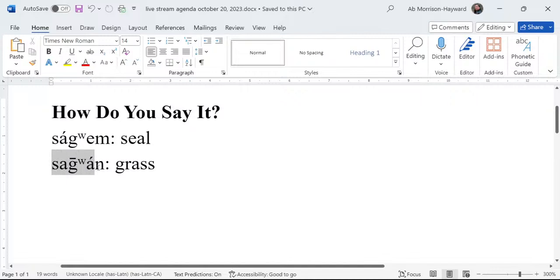The next word is sagwan. Sagwan. And that is the word for grass, like on your lawn, the kind of grass that grows on your lawn or wild grass. That is sagwan. And that's it for how do you say it for this week.